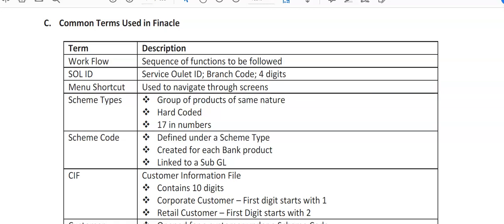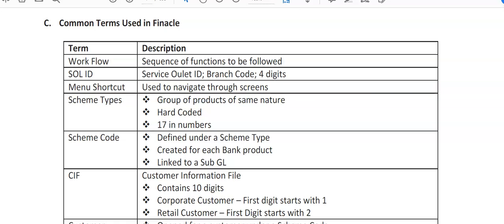So while we open a KIF ID, we do a dedupe check, meaning in case he is already having an account in any branch in India, we can use that KIF ID for opening that account in a particular branch. So that we call it customer information file.